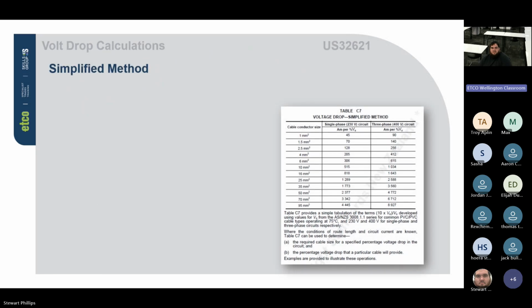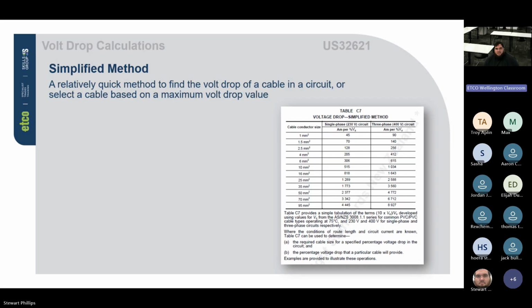Cool. So we've got the simplified method. This is good to learn, but you will have to memorize this, because I don't believe this is actually available. Cool. So it's a relatively quick method to find the volt drop of a cable in a circuit, or select a cable based on the maximum volt drop value. So some jobs you may be given a maximum volt drop value, and sometimes that is outside the normal 5% or 2.5%.